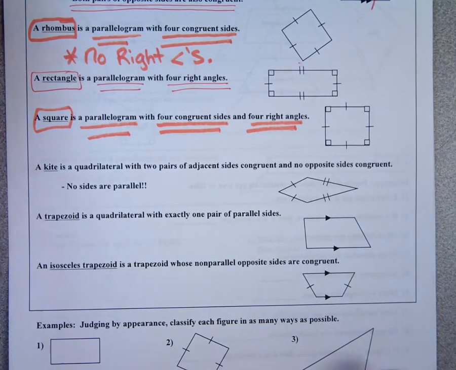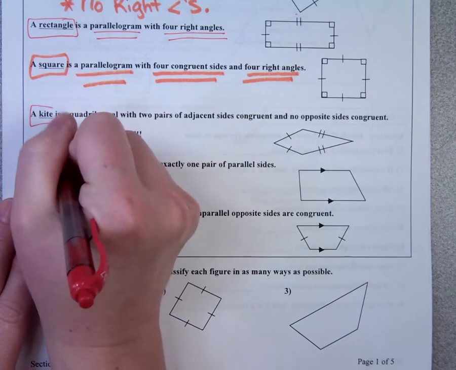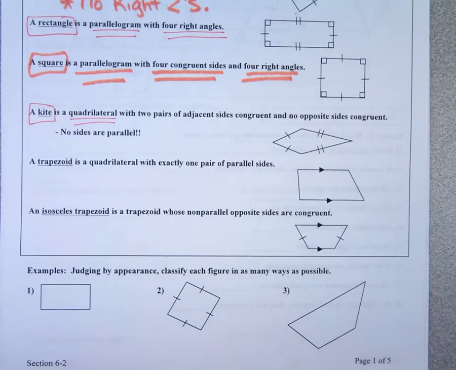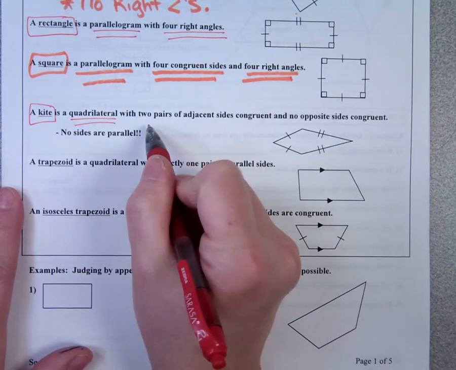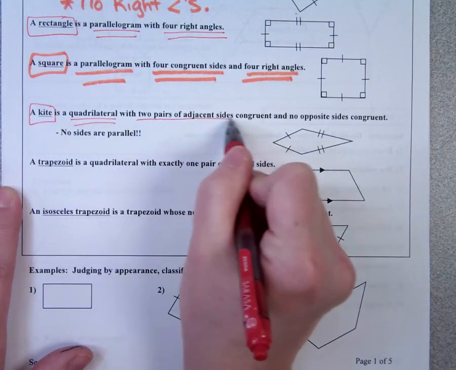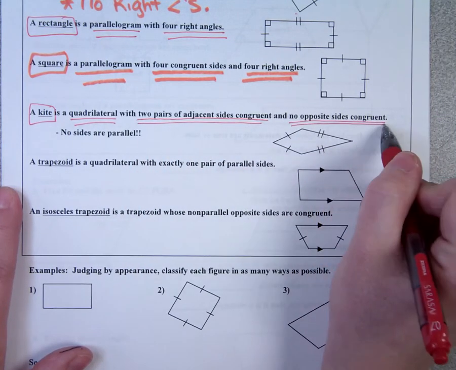Okay, then we get into shapes that aren't parallelograms. So a kite. It's a quadrilateral, meaning it has what? 4 sides. Very nice. But it is not a parallelogram. All that's special about it is that it has 2 pairs of adjacent sides that are congruent, but none of the opposite sides are congruent.